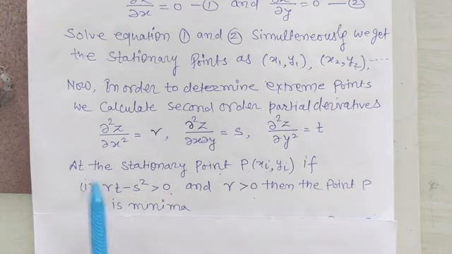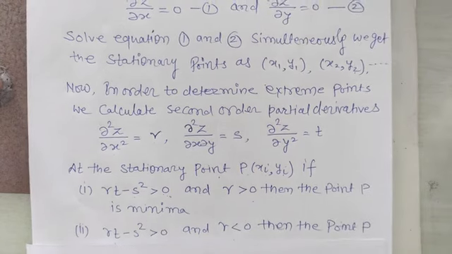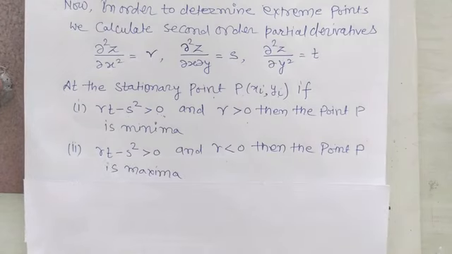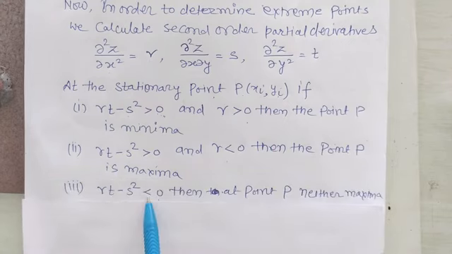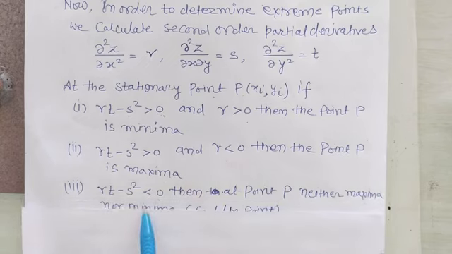Similarly, if at the stationary point P(xi, yi), we find rt minus s square is positive and r is negative, then the point P is maxima. And if at the point P(xi, yi), rt minus s square is less than 0, that is negative, then at point P there is neither maxima nor minima, and such a point is called a saddle point.